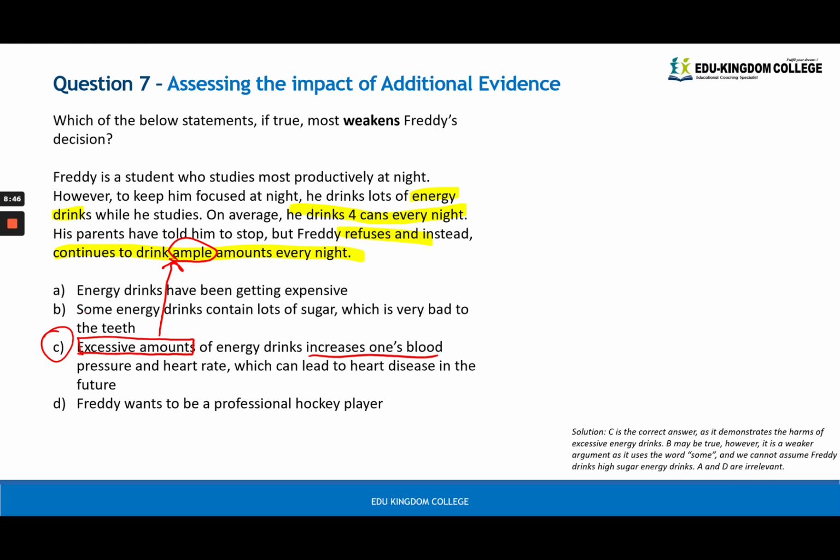Now, B is very close. B is also to do with health and how it has negative health impacts. But this word some is a bit contradictory. We don't know if these drinks that are included in the some, energy drinks, in the statement, are the exact ones that Freddie drinks. So it's not as strong as C.